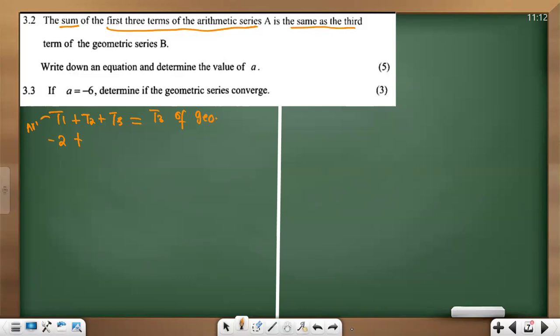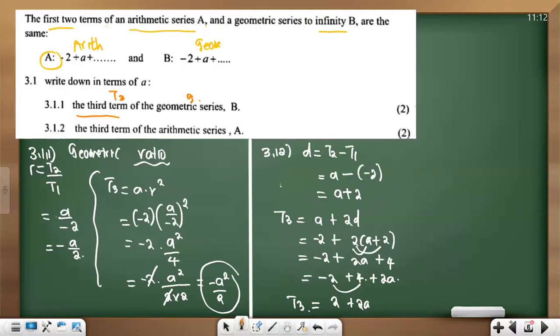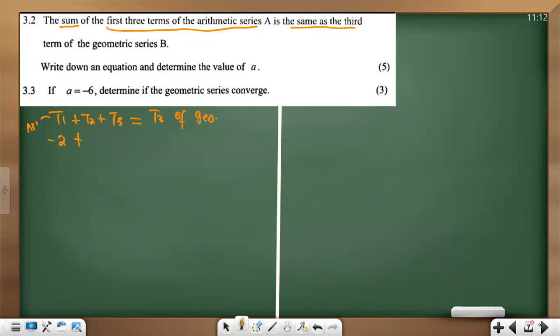Just got to move to the other slide and see what we have. It is 2a plus 2. I hope you see 2a plus 2. The third term is 2a plus 2. All right, I have negative 2 plus a plus 2a plus 2, which equals the third term of the geometric.